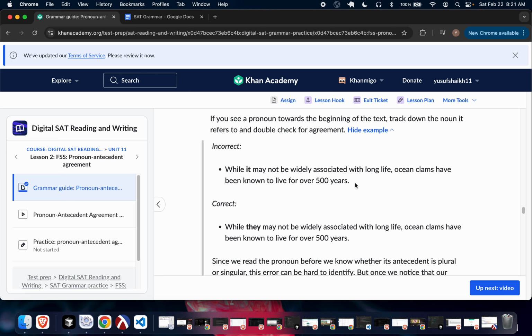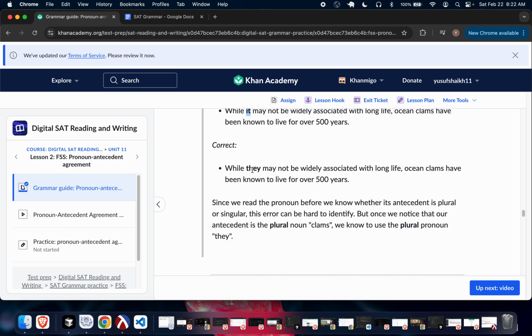While it may not be widely associated with long life, ocean clams have been known to live for over 500 years. So notice how it is the pronoun, and the antecedent, or the noun that it's referring to, is ocean clams, right? Notice how ocean clams is plural, right? So we would be looking for a plural pronoun, but this is giving us a singular pronoun. So that's incorrect. We want a plural pronoun like they. While they may not be widely associated with long life, ocean clams have been known to live for over 500 years.